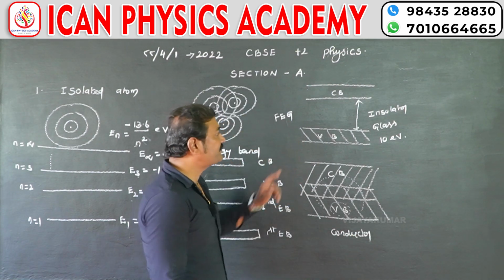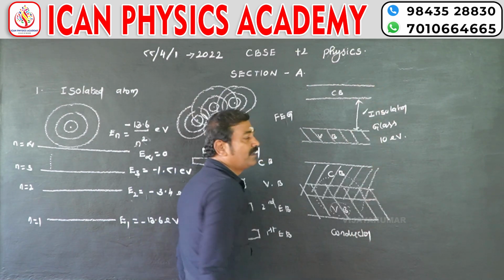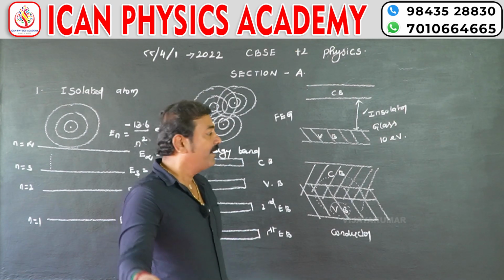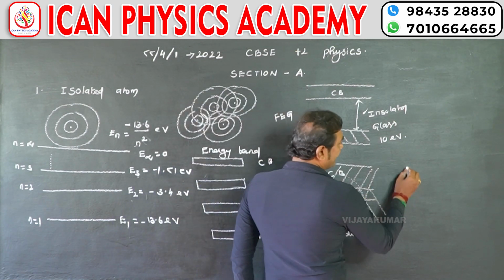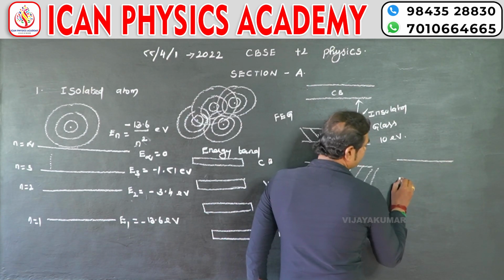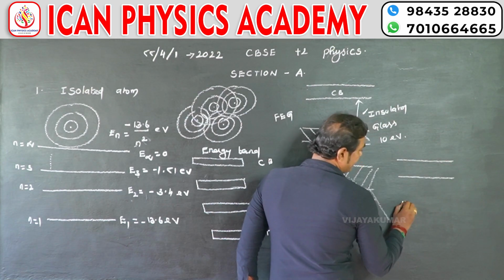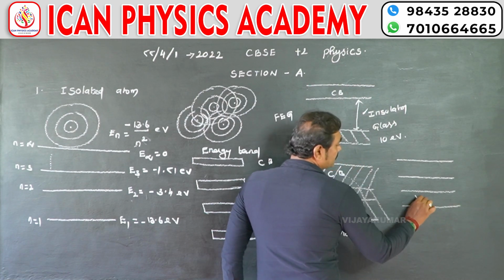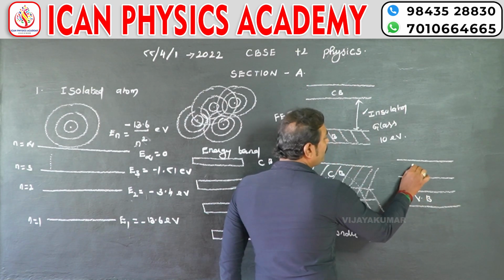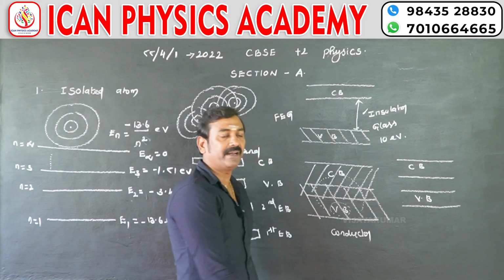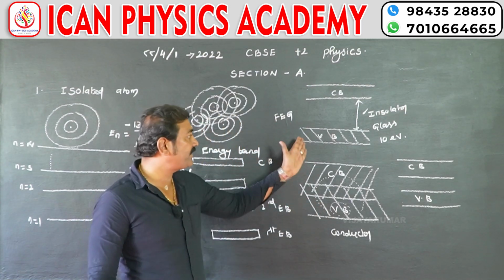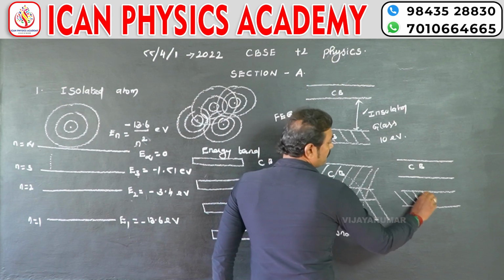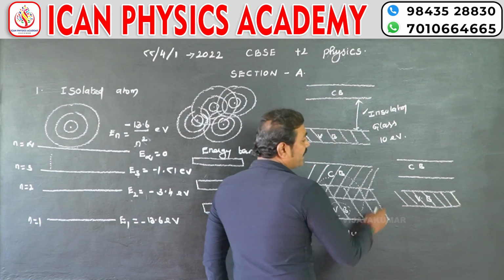Okay, but this is for the insulator. Then what about the topic semiconductor? What is the energy band diagram for a semiconductor? So this is the valence band, this is the conduction band. How can we draw the shade for the valence band? Like this. Okay, for the conduction band.